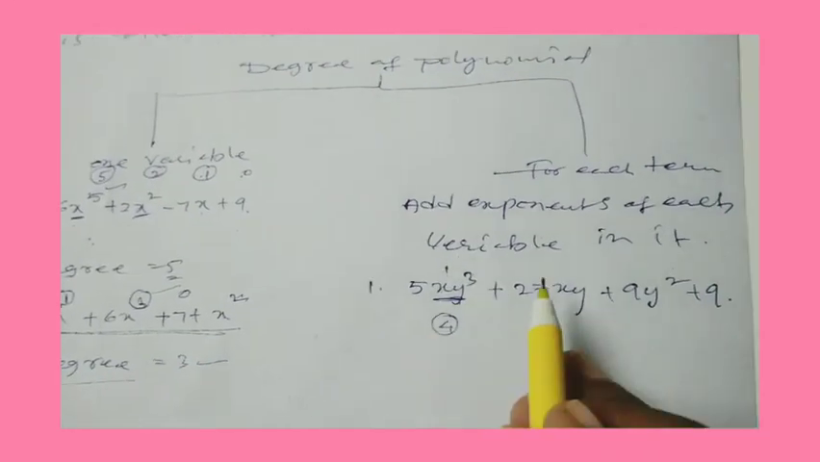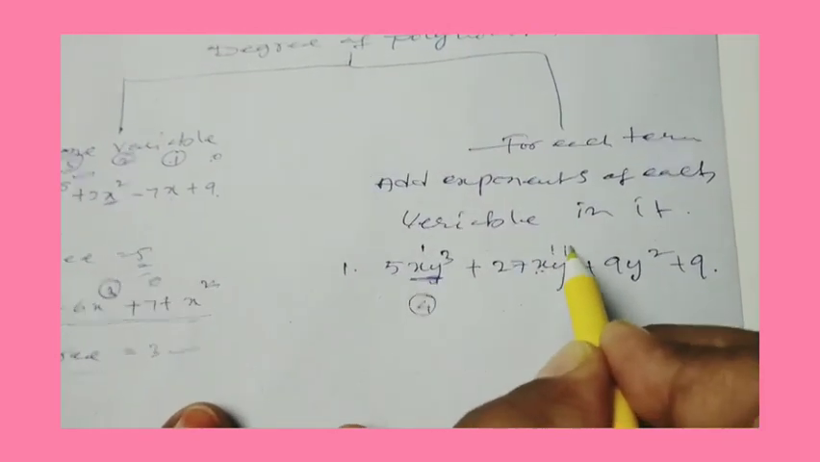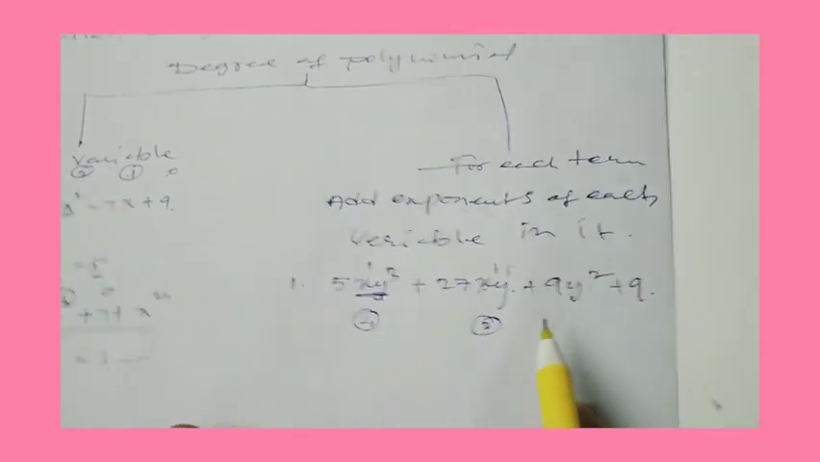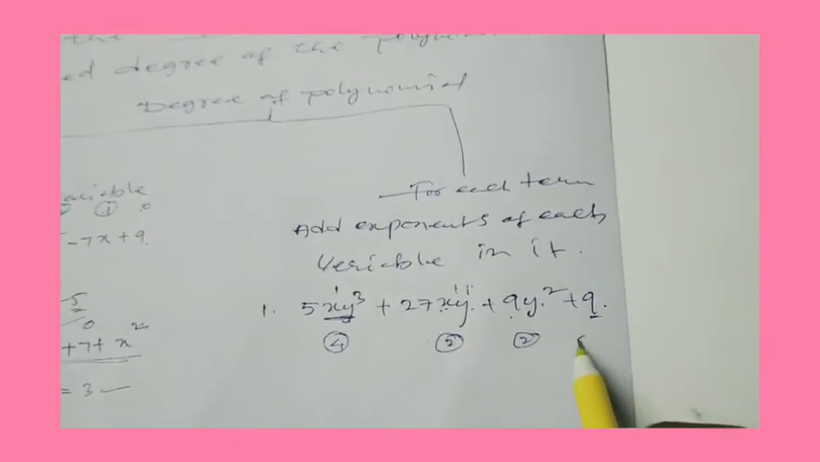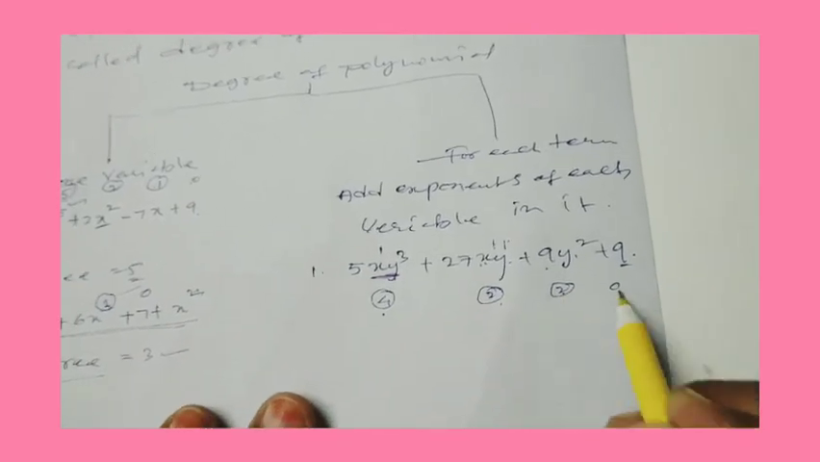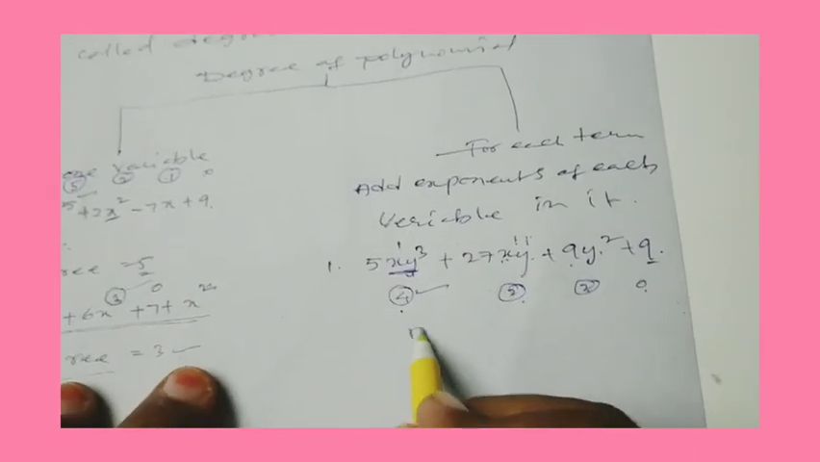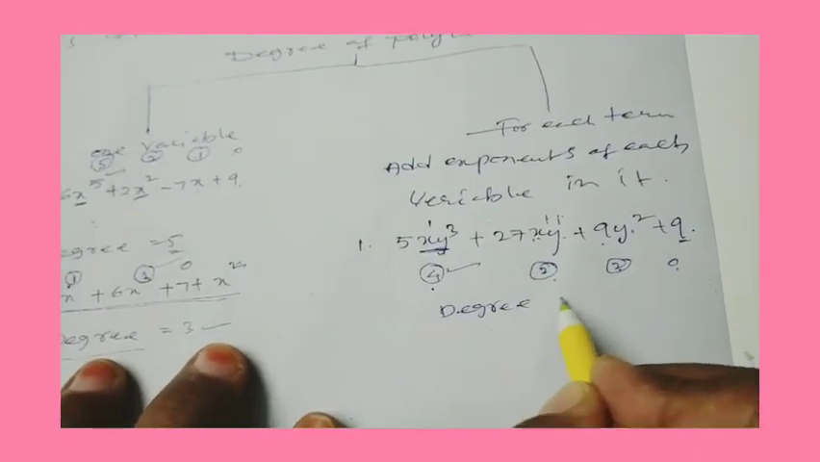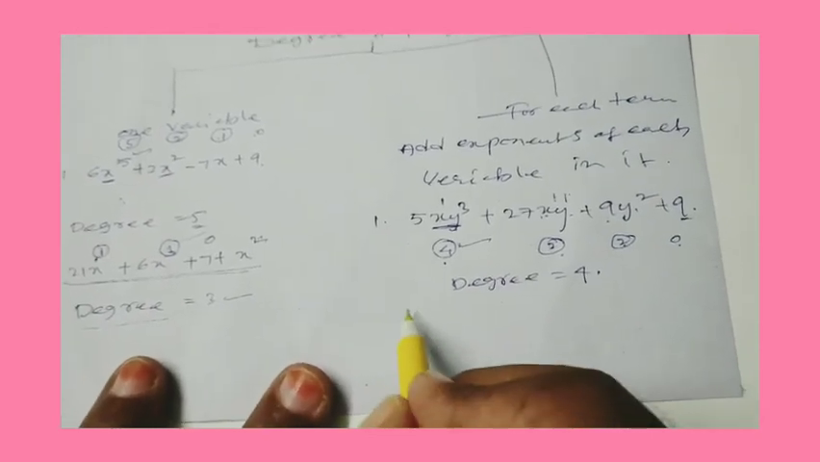Right. First term clear. Second term. Xy is there. X power 1, y power 1. 1 plus 1 equals 2. So this one is 2. 9y square, this one also 2. Here the constant term is there. This is 0. 4, 2, 2, 0. What is the maximum value? 4 is the maximum value. So its degree is 4. Next, one more example. Second one.